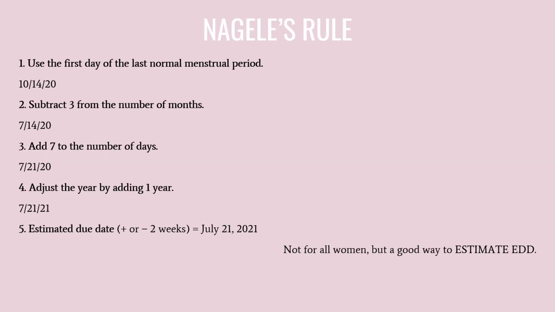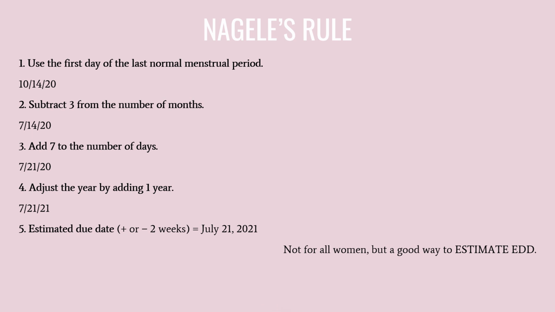You should be familiar with Nagel's rule. This is not always the best way to calculate the estimated delivery date for all women. However, it is a good tool to estimate. You do need to keep in mind that the due date is give or take 2 weeks. Most women deliver within 10 days of their due date, but just keep in mind this is just an estimate.